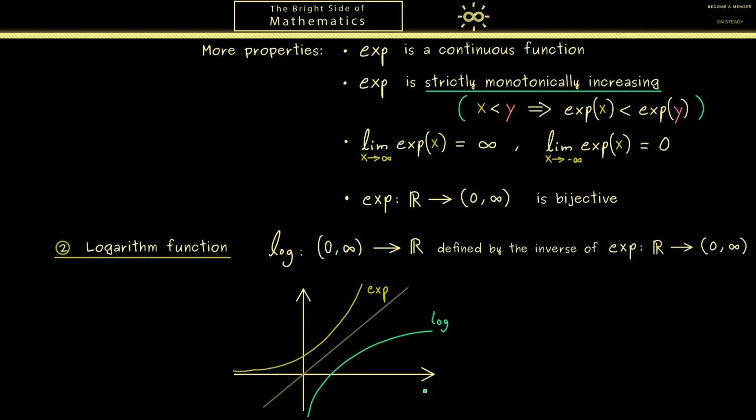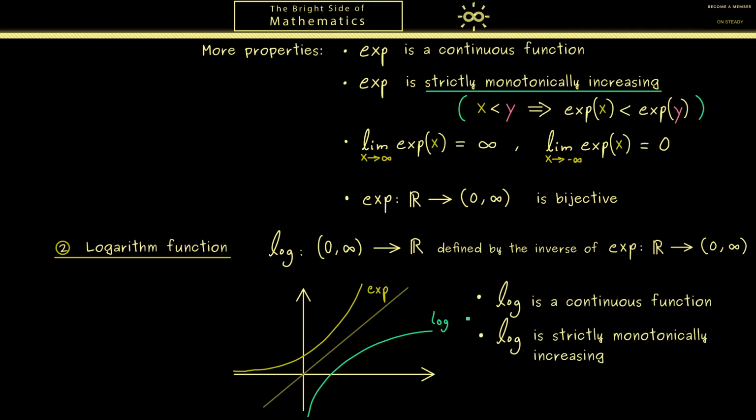Now what we see is that the logarithm function is also strictly monotonically increasing, and it should still be continuous. Indeed, showing these two things is a very good exercise. First you show the increasing part, and then you use the epsilon-delta criterion to show the continuity.